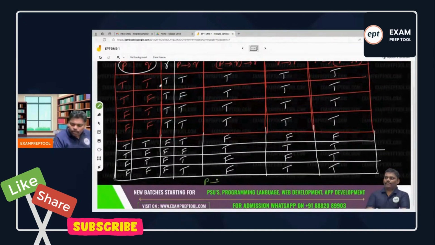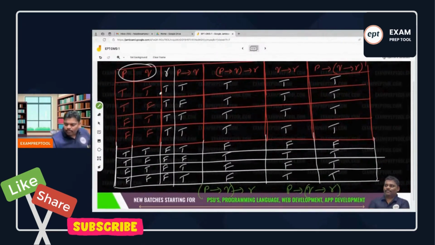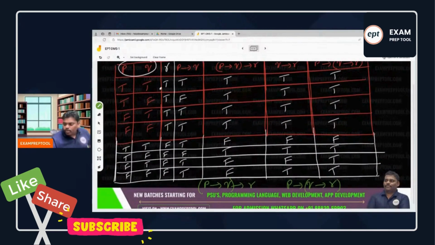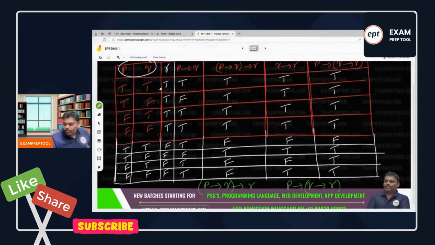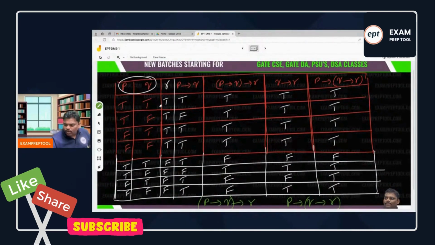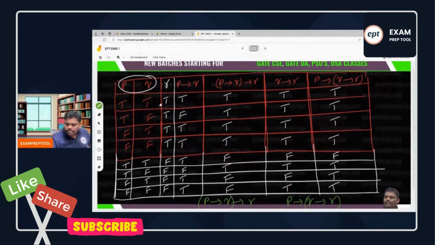P implies Q, implies R, versus P implies Q implies R. See this one. First these two, then implies. Can you help? Are these two the same or not? Verify. Are these two true or not? This is number one.